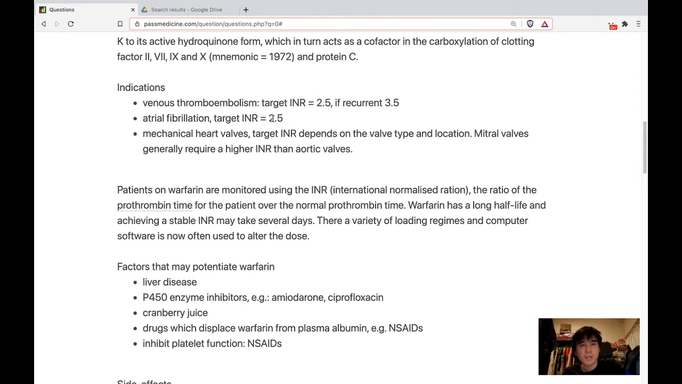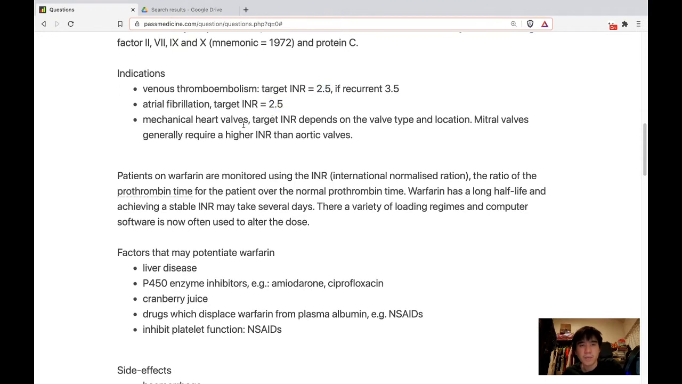Atrial fibrillation, target INR 2.5. Mechanical heart valves, target INR depends on the valve type and location. Mitral valves generally require higher INR than aortic valves.